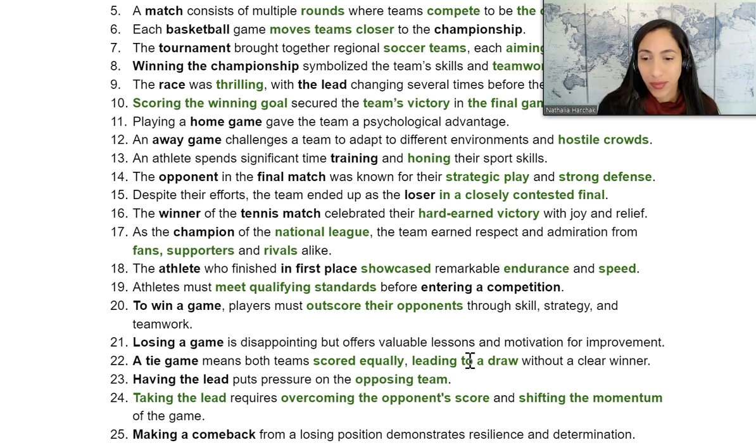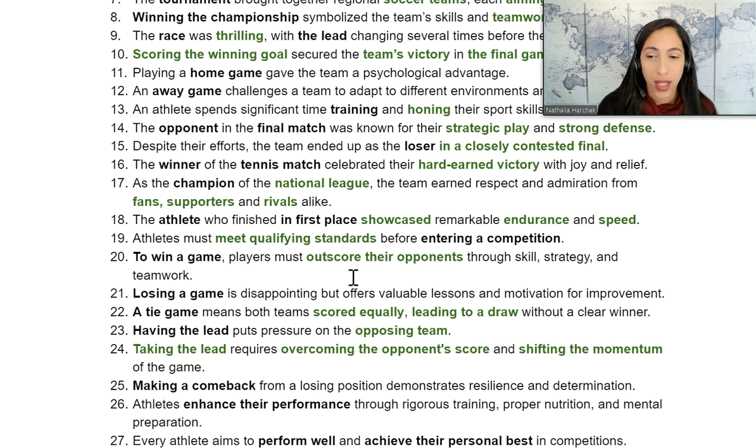Okay, so the winner of the tennis match celebrated their hard-earned victory. So they worked really hard. Hard-earned means to work hard for something. With joy and relief. Joy and relief is like, we won this. Okay, we won the game. As the champion of the National League, the team earned respect and admiration from fans, supporters, and rivals alike.